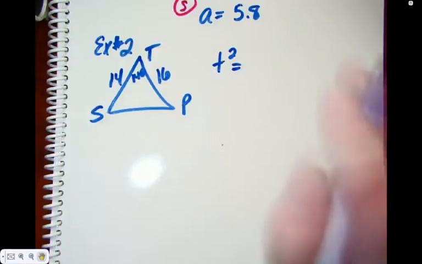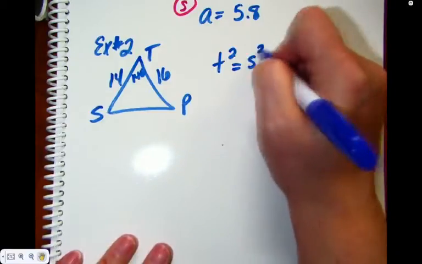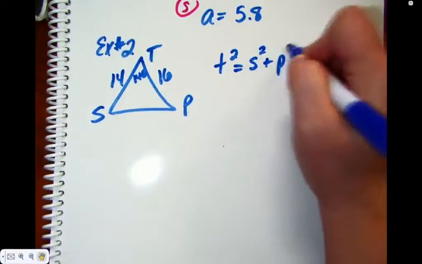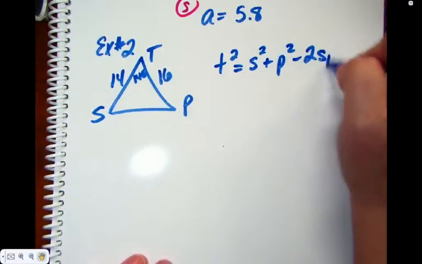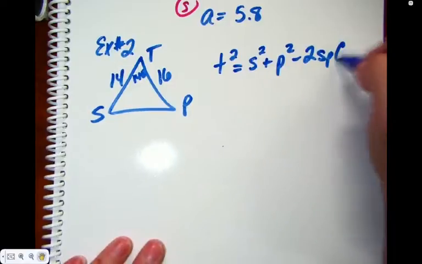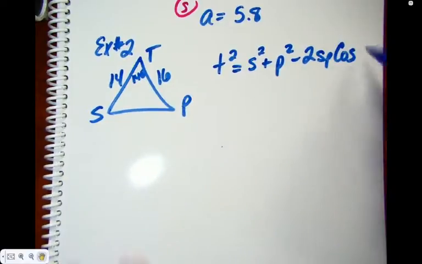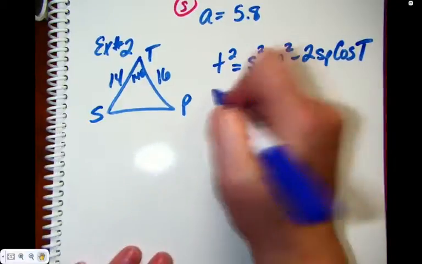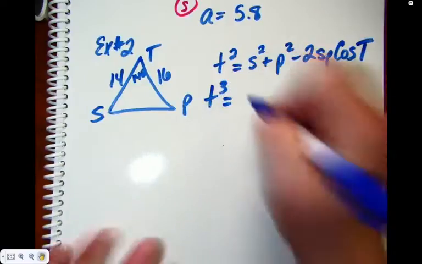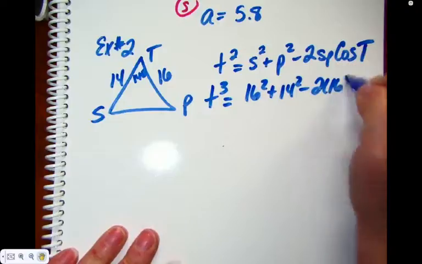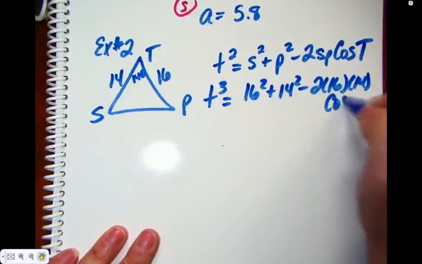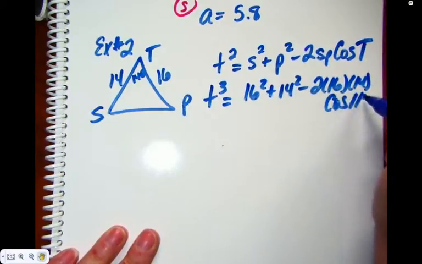We're going to just give the variables first, though. S squared plus P squared. Then it's only minus 2SP, so match those same variables, times the cos of capital T. It's got to be a capital to be an angle, not a side. Step number 3, plug in what we know. We know S is 16, P is 14, and capital T is, was it 140 or 114? 140.